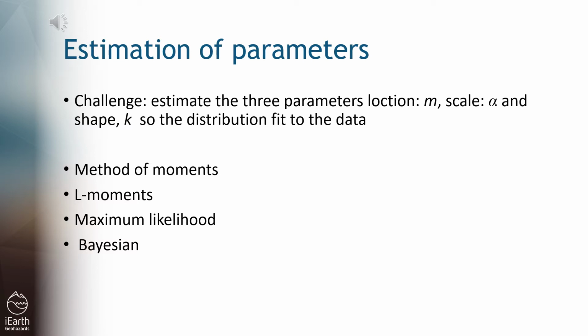The second approach is the method of L moments. Then we estimate linear moments from the flood data. Based on this, we get the parameters of the GEV distribution. The third approach is the maximum likelihood method. Then we search for the location, scale and shape parameters that maximize the likelihood of the observed floods. The likelihood is the product of the probability density function evaluated at the observations.